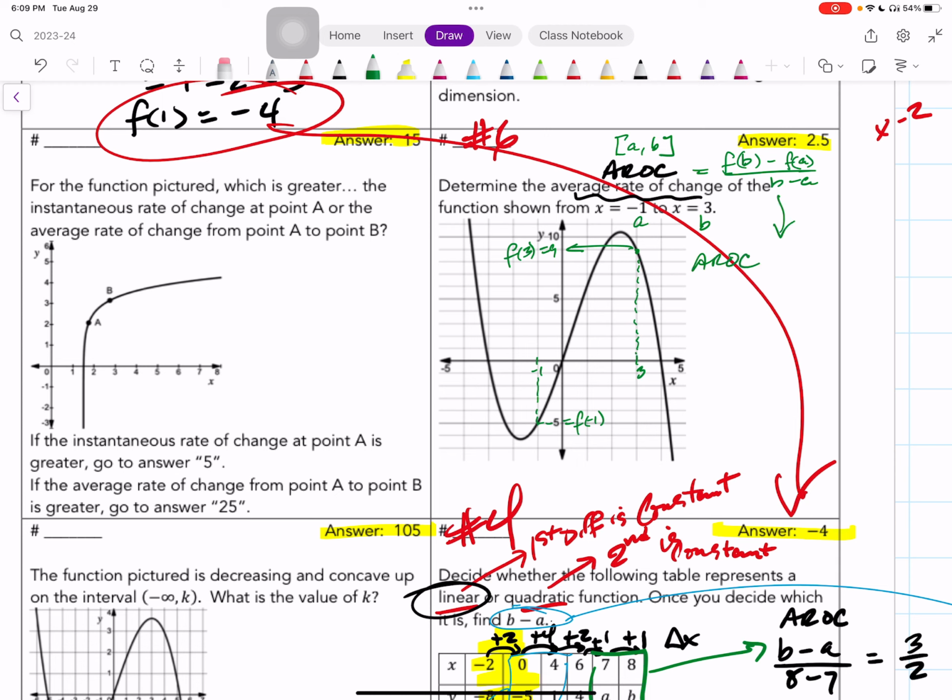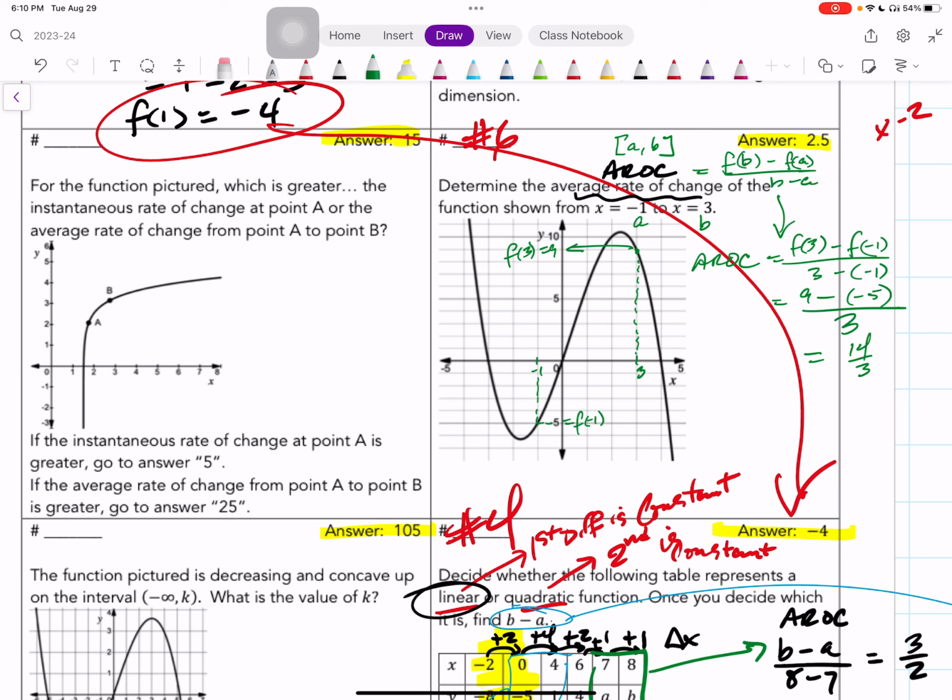So the average rate of change is equal to f of, and again, you start off on the right side of the interval, so 3, minus f of negative 1, all divided by 3 minus negative 1. So f of 3 on the graph is 9, minus f of negative 1, which is negative 5. Be careful there, it's not 5, it's negative 5. And then 3 minus a negative 1 is 3. We get 9 minus negative 5 is 14, divided by 3.